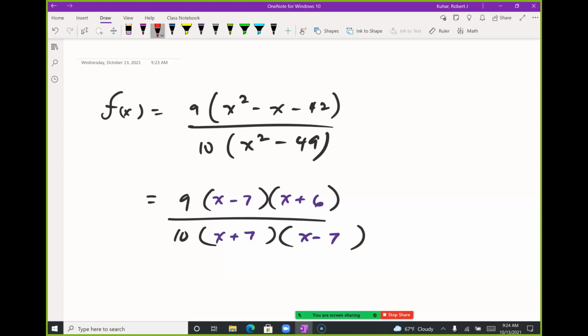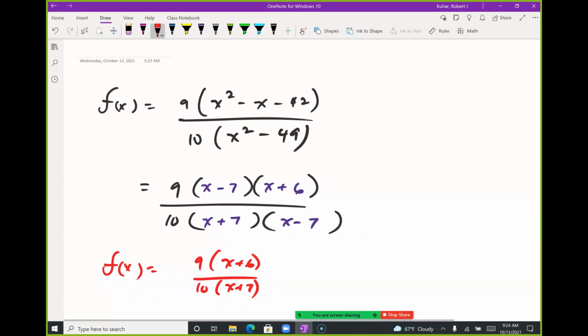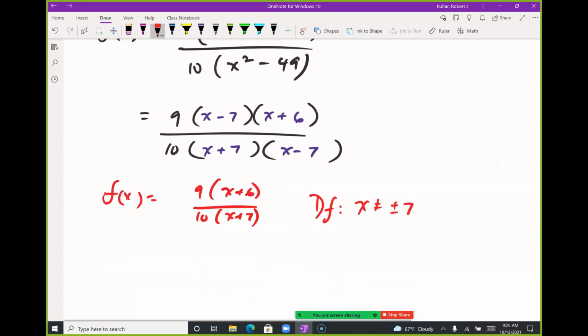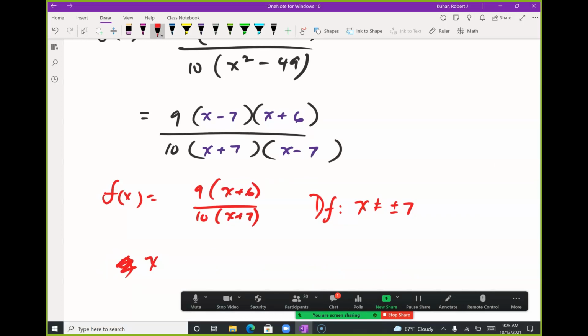So you can see I do have a reduced form of 9 times x plus 6 over 10 times x plus 7. But I need to make sure I still have the same domain. The domain is x does not equal plus or minus 7, even though that minus 7 factor cancels. What's going to happen there is I'm going to have a hole in the graph.